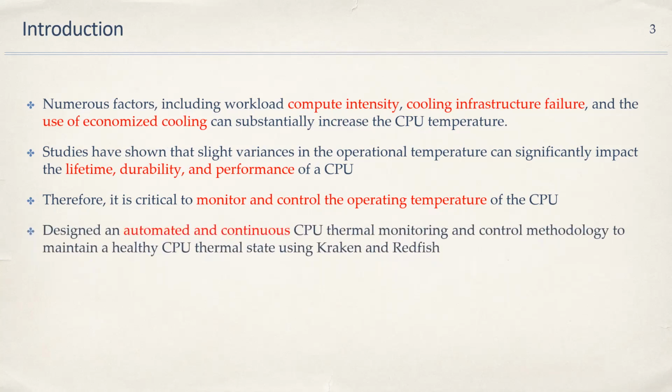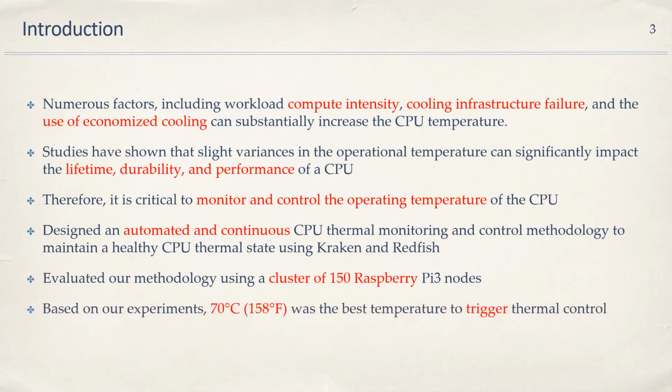And in this regard, we have designed an automated and continuous CPU thermal monitoring and control methodology to maintain a CPU in a healthy thermal state using the Kraken automation and Redfish frameworks. We have evaluated our methodology using a cluster of 150 Raspberry Pi nodes. And based on our empirical results, we found that 70 Celsius was the best temperature to trigger thermal control.